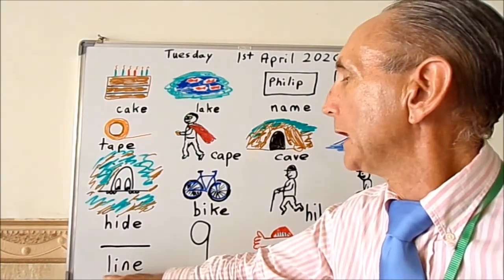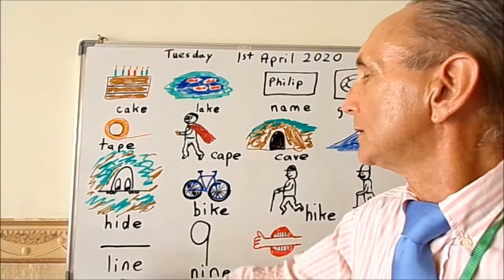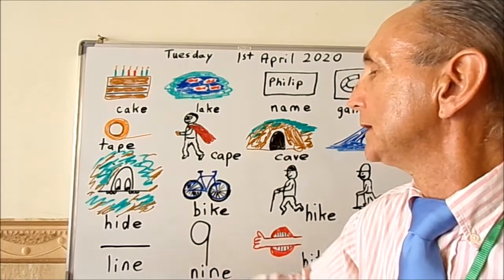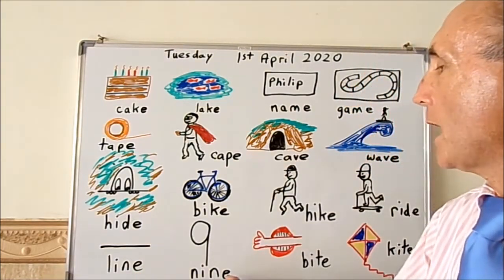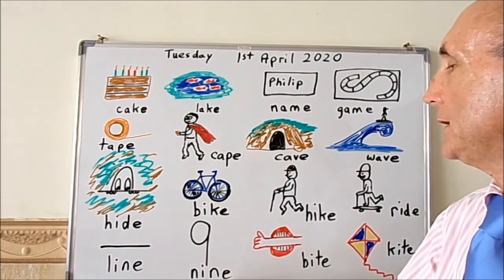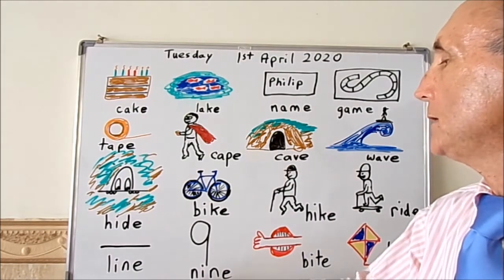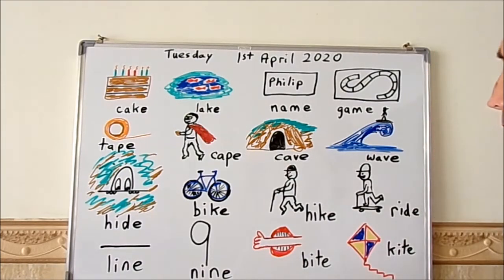Line. L-I-N-E, line. Nine. N-I-N-E, nine. Bite. B-I-T-E, bite. Kite. K-I-T-E, kite.